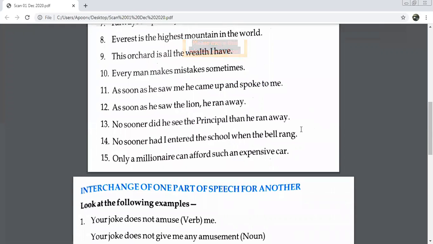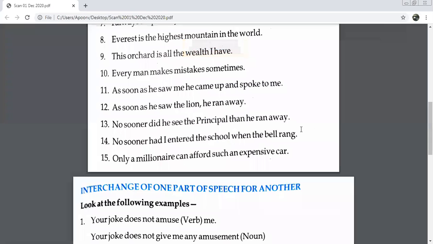So very quickly, let's do the revision. Tell me the 15th sentence again. Not everyone can afford such an expensive car. Why is everyone not speaking? Children, we are doing a revision so that whatever mistakes you've done, you can correct. Tell me the 15th one. Not everyone can afford such an expensive car. 13th and 14th are already in negatives.